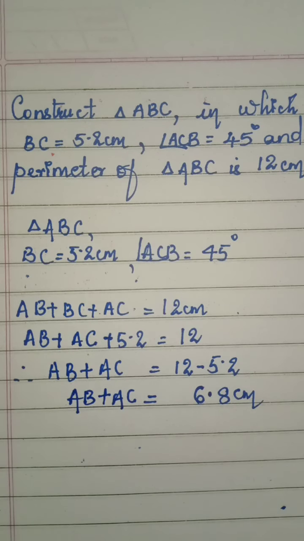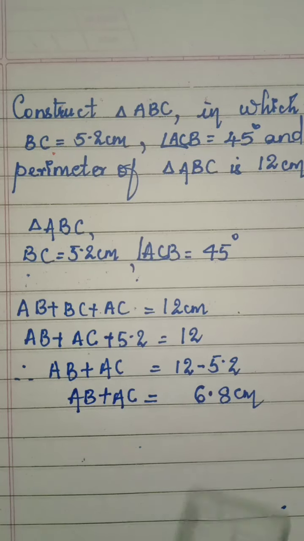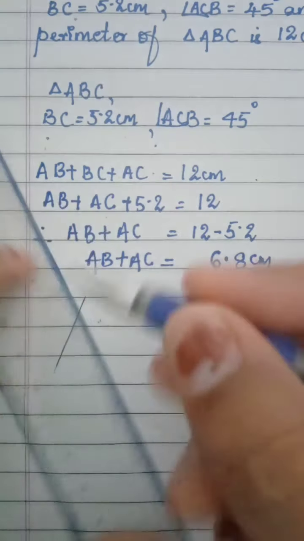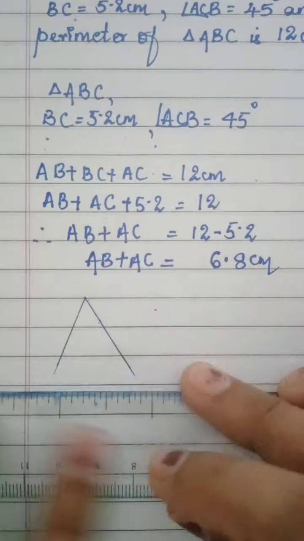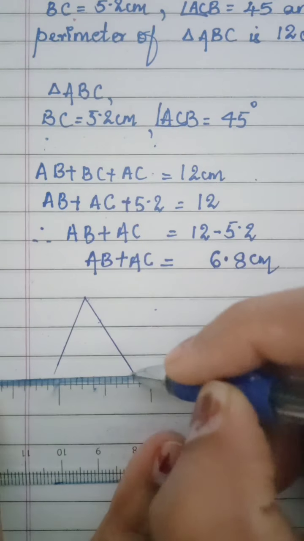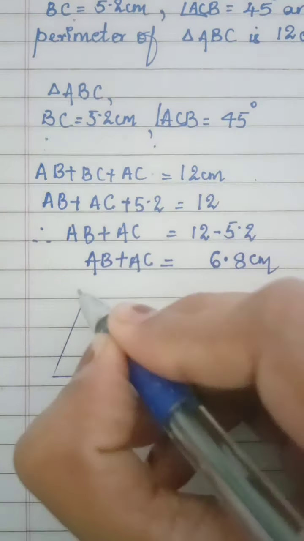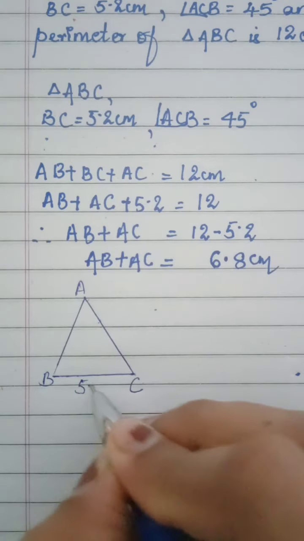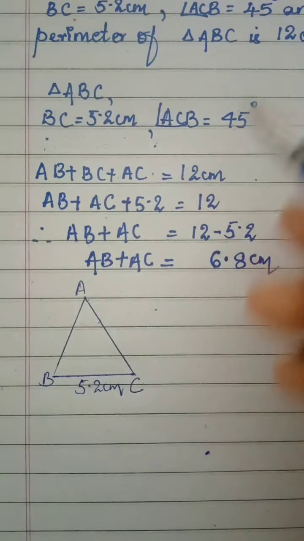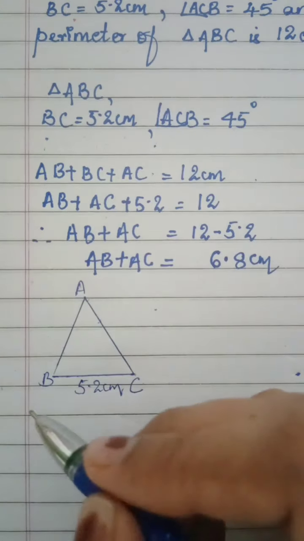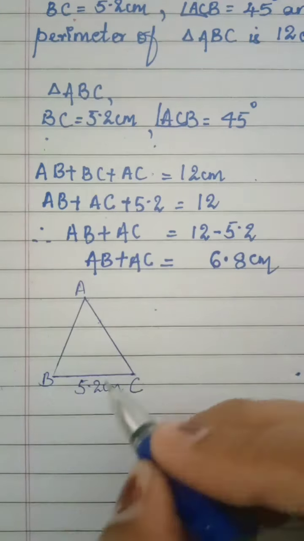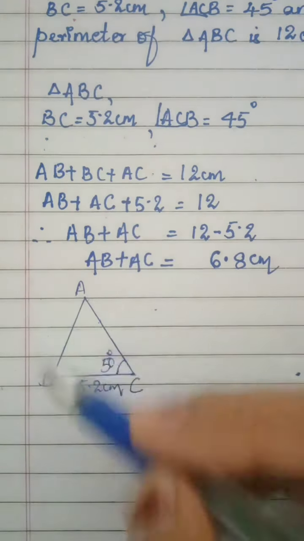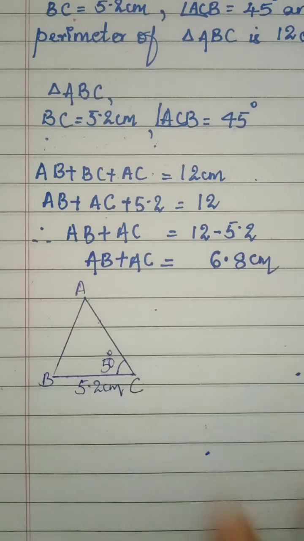So, let me draw a rough figure. A rough figure is a must. I will draw a rough figure, just to get an idea, not much. So, this is triangle ABC, where BC is given as 5.2 centimeter. Angle ACB is given as 50 degree. Okay, 50 degree. And the sum of AB plus AC we know is 6.8.